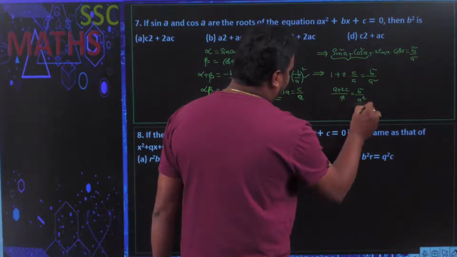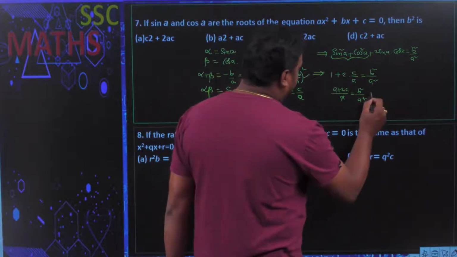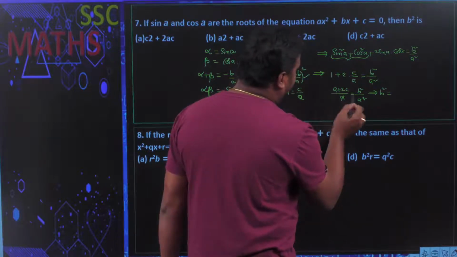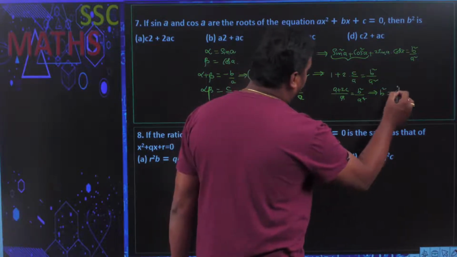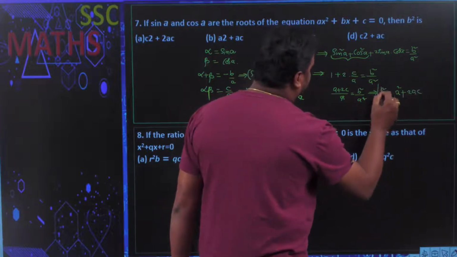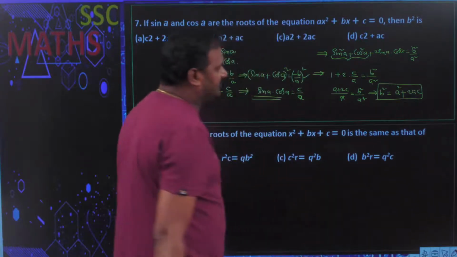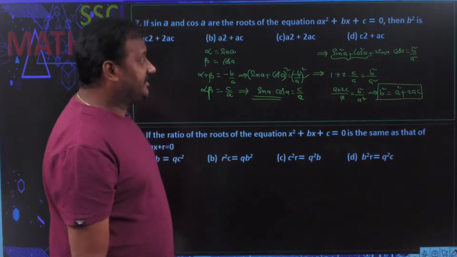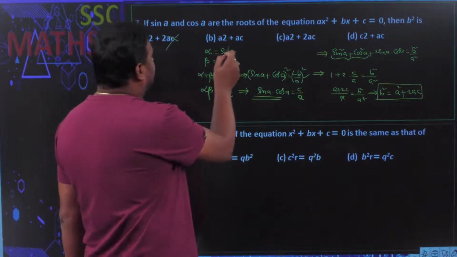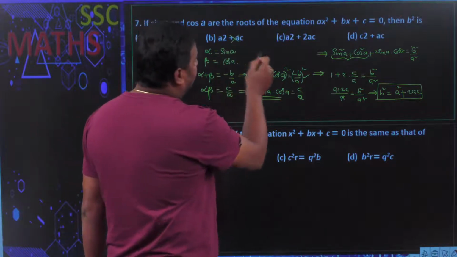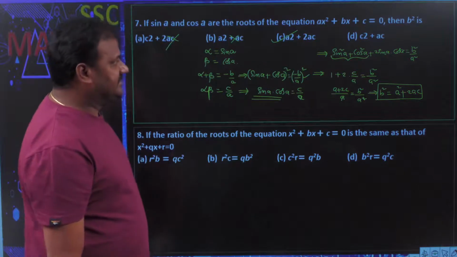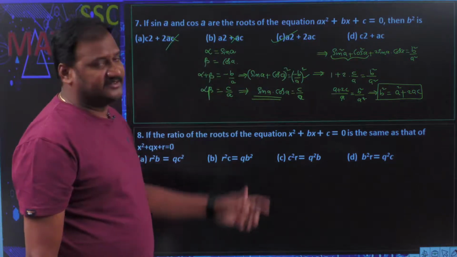Now one a gets cancelled. Finally, by cross multiplication, b square is equal to a plus 2c into a, which is a square plus 2ac. This is the value of b square. So b square is equal to a square plus 2ac. That is the correct answer according to the given information.